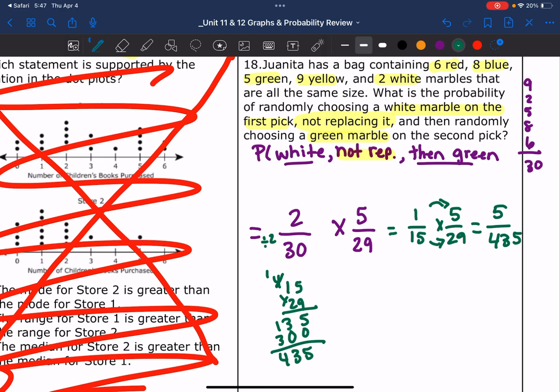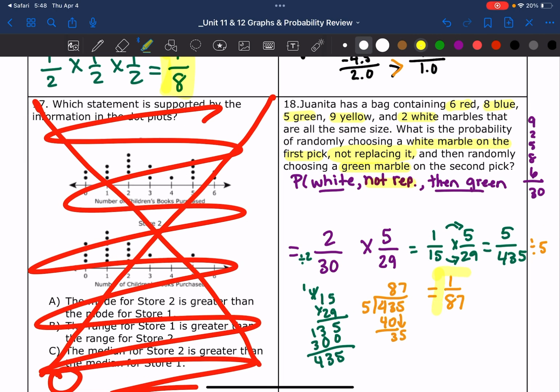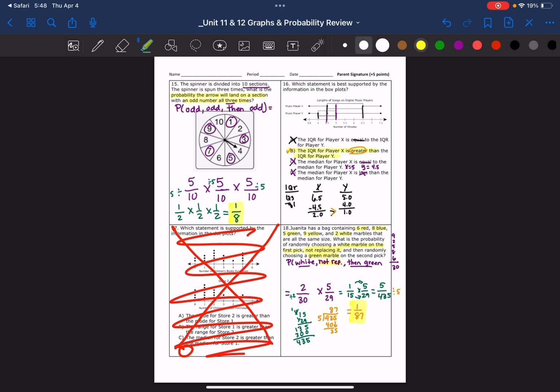All right. Now, can we simplify this any further? Well, I see that they both end in 5. So what if I just divide by 5, friends? So that would be actually 1. And then I have to come over here and divide 435 by 5. 5 can go into 43 8 times. Okay, so that would be 40. And then into 35, 7 times. So the answer is actually going to be 1/87.